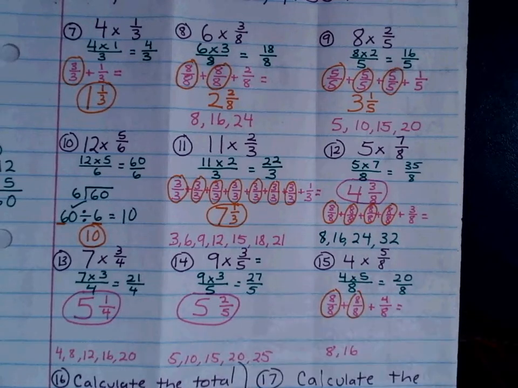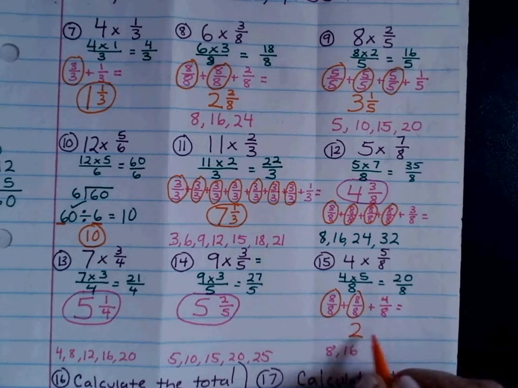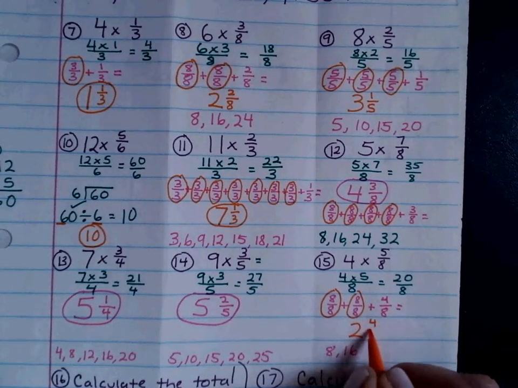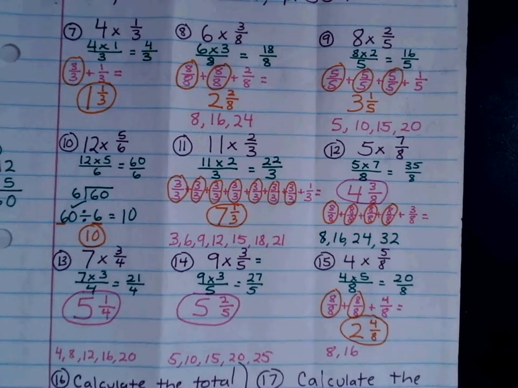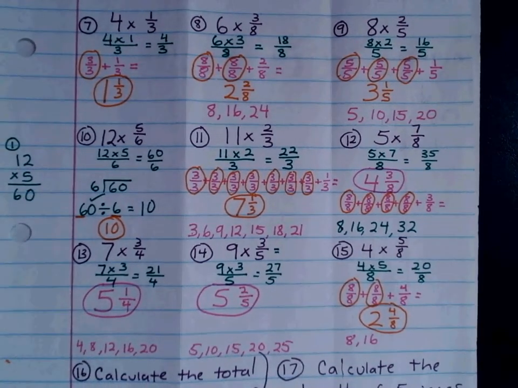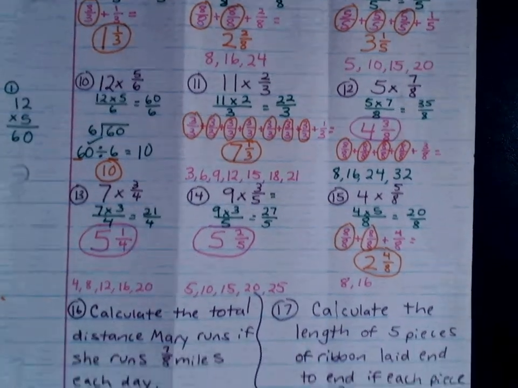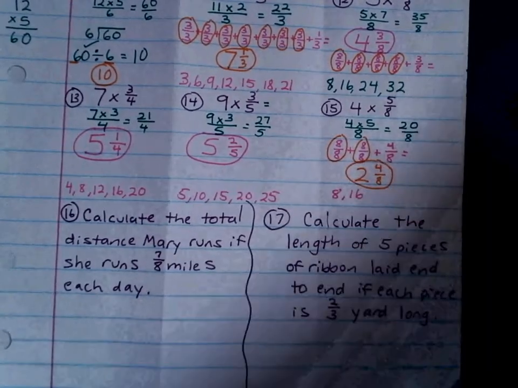1, 2. So that would be 2 wholes and 4 eighths left over. So my mixed number would be 2 and 4 eighths. So make sure you give yourselves a big star if you got those. And let's go ahead and take a look at number 16 and 17.